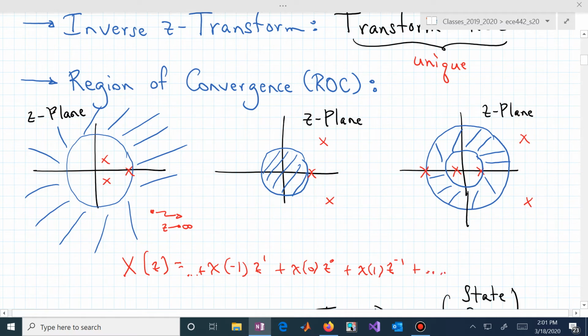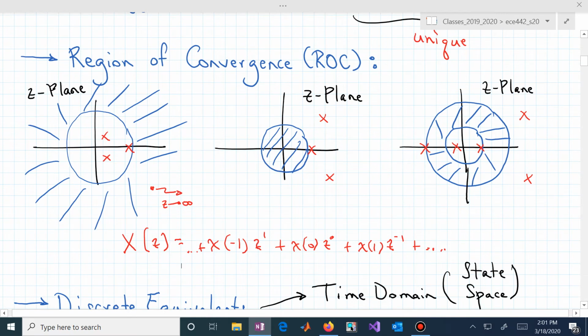If z is allowed to go off to infinity, and we know that x of z is a bounded transform expression, then for that case we cannot have any of these terms. Because if z is now z or z squared, and z is going off to infinity, that would cause capital X of z to go unbounded. That means for this pattern on the left, this corresponds to a causal waveform.